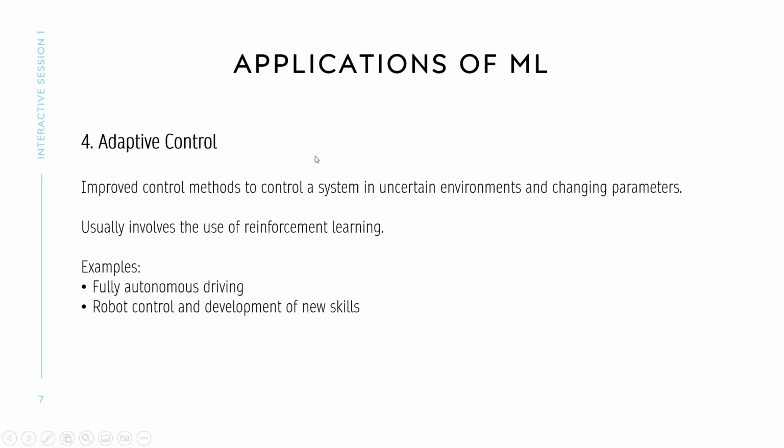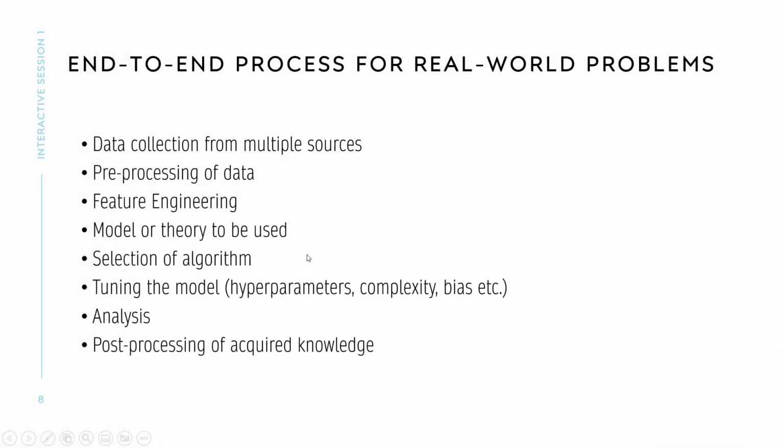And finally, the most ambitious application of machine learning is adaptive control. This usually involves the use of reinforcement learning, which I'll discuss in a little bit. But adaptive control involves improved control methods to control a system in uncertain environments or changing parameters. I'll discuss more about this when I go over reinforcement learning.